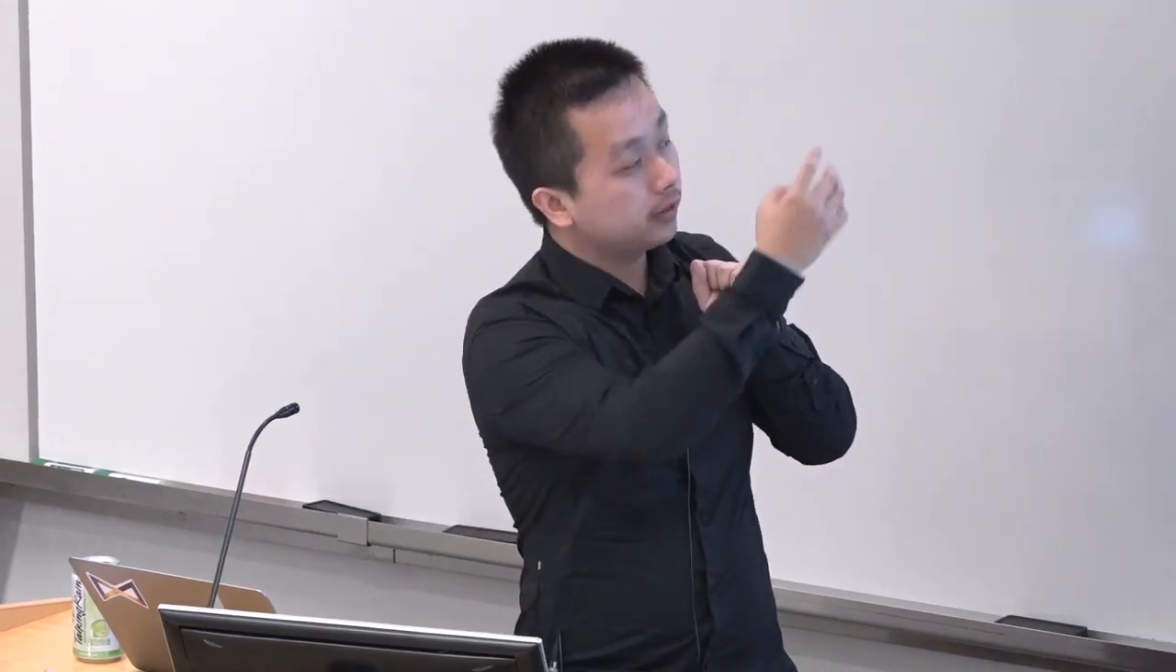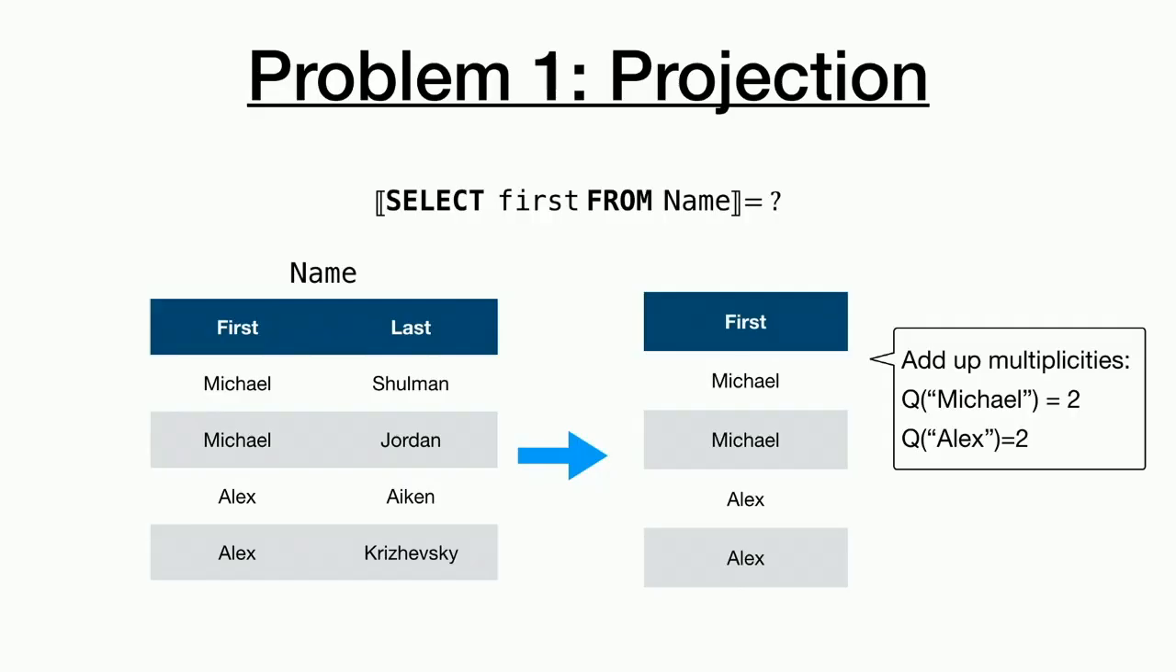So the encoding of this SQL query is really about how we can encode the output relation using the input relation. Here, for projection, the schema actually changes, right? What you end up with is that we need an operator that adds up all the multiplicities of the tuples from the original relation with the same value only on the first name, right? How can we do that?